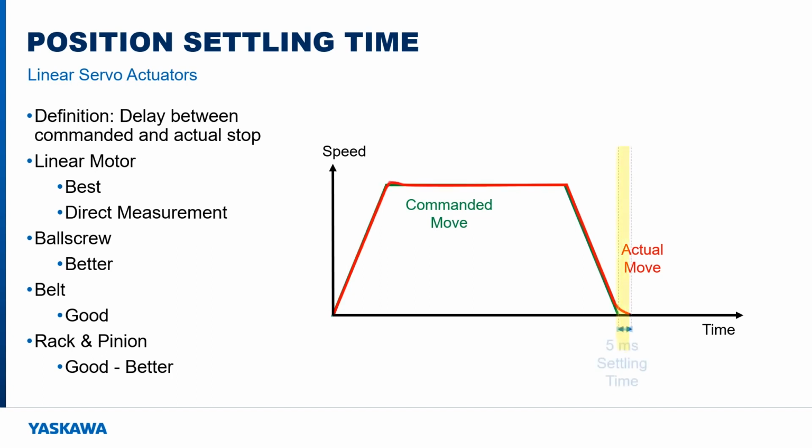Achievable settling times for the ball screw and belt generally follow the level of mechanical rigidity and backlash, with screws generally outperforming belts. The same goes for rack and pinion, although fast moves and low settling time are typically not the focus with these larger machines.